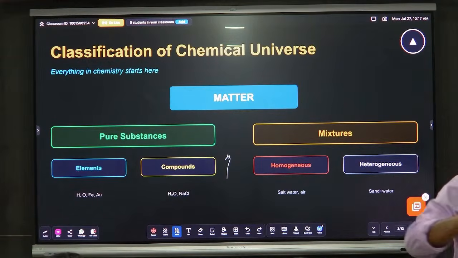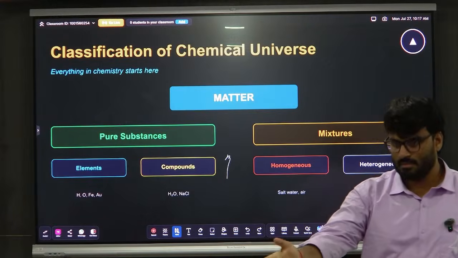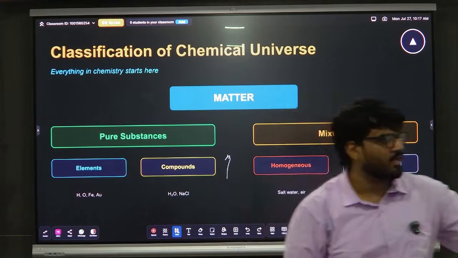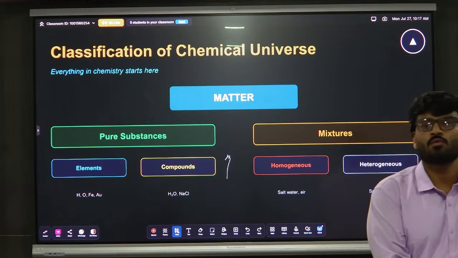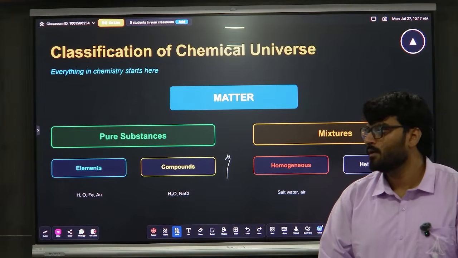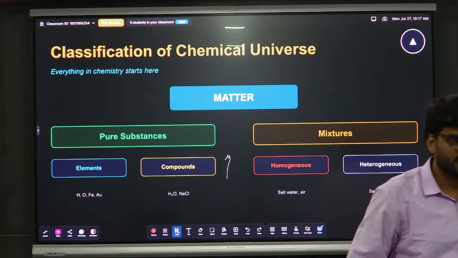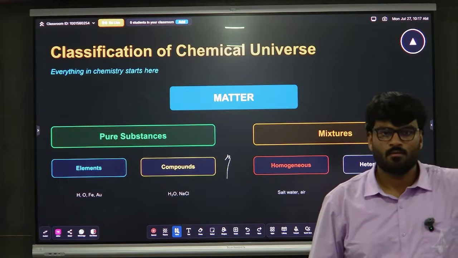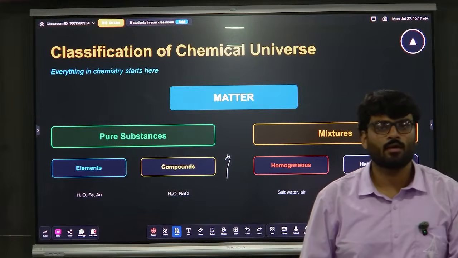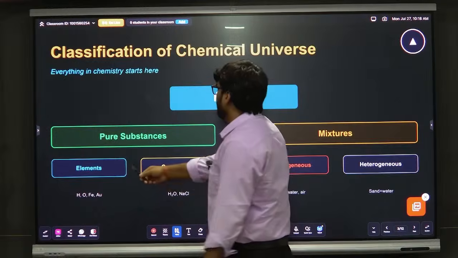Understood? But let's say these two are one compound and these two are another compound, right? Now, when I'm mixing these two, I will get a mixture, right? If this is in less quantity and this is in more quantity, this will be our solute and this will be our solvent. That is how you make a solution, okay, a mixture. So, any doubt in element and compound?